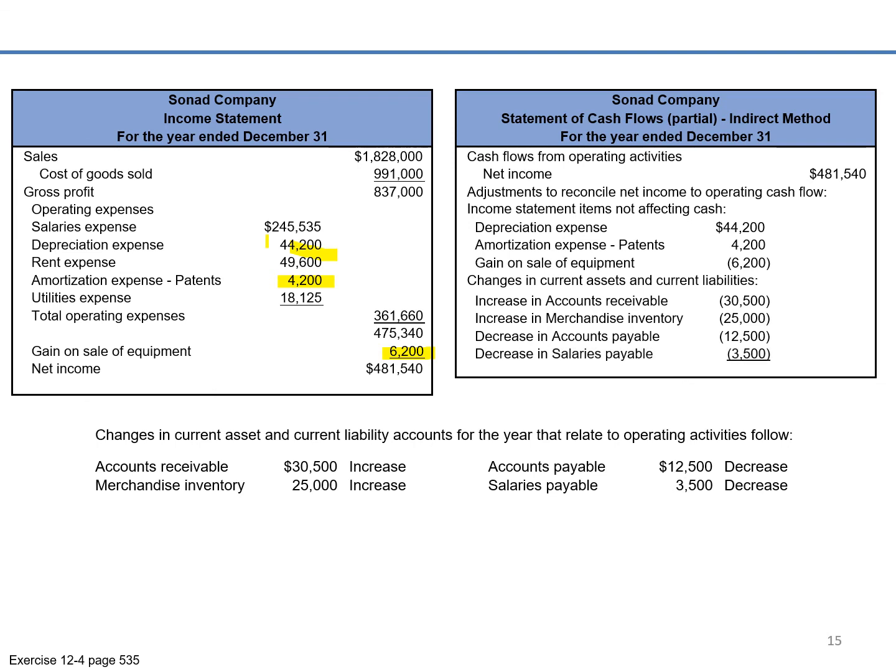So it looks like we've used a lot of cash, right? Sum it all up. Net cash provided by operating activities, $452,240.